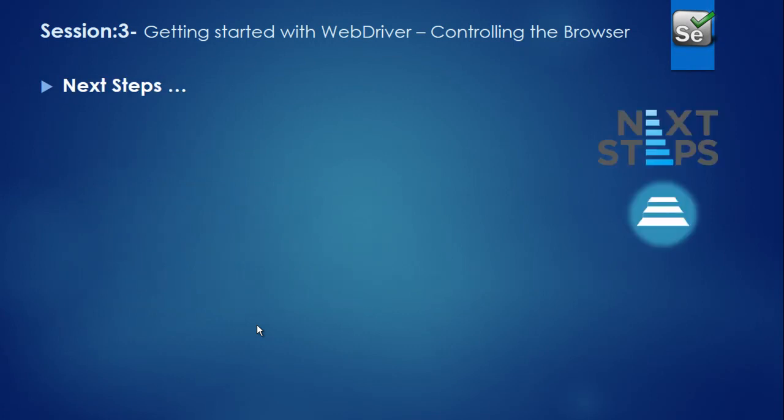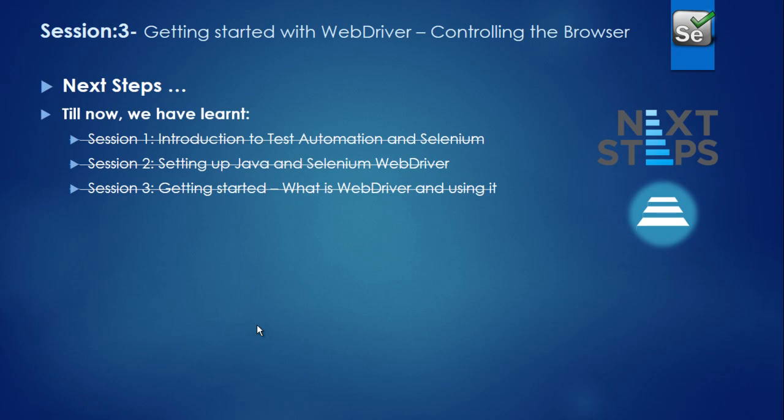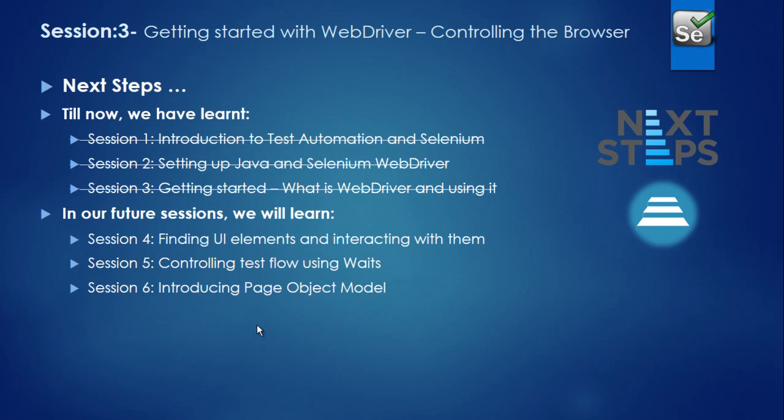Now coming to our next step. Till now we have had 3 sessions where we had the introduction of test automation and Selenium, then setting up Java and Selenium WebDriver, and then how to control the browser and interact with it using the WebDriver. Next up, in our next session, we will be reviewing how to find UI elements on the page and interact with them, then controlling the test flow using delays or waits, and lastly introducing the page object model.